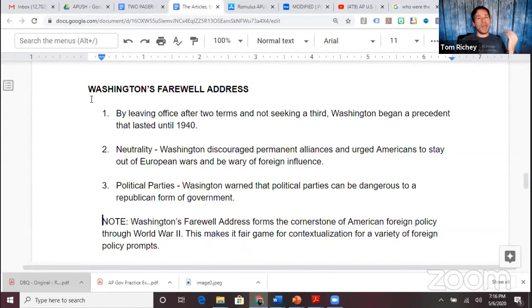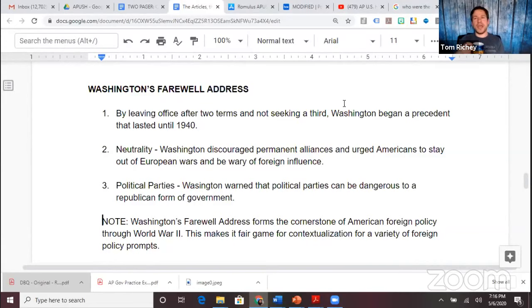So basically, understand here that Washington decided voluntarily to leave after two terms and was not going to seek a third term. So he's setting a precedent that lasted until FDR was reelected to a third term in 1940.